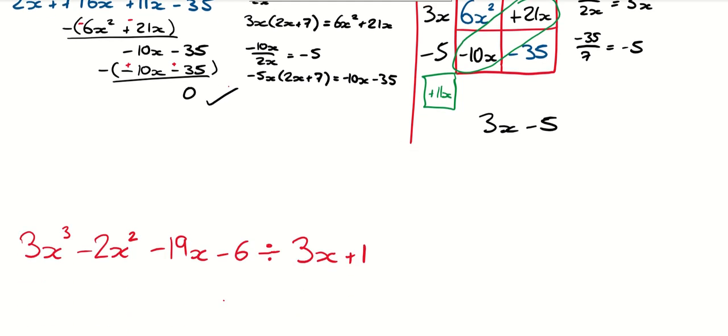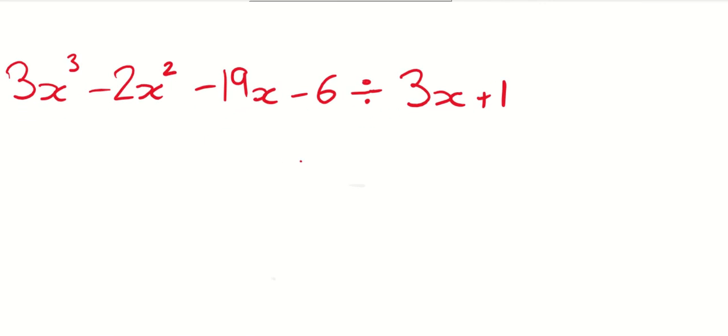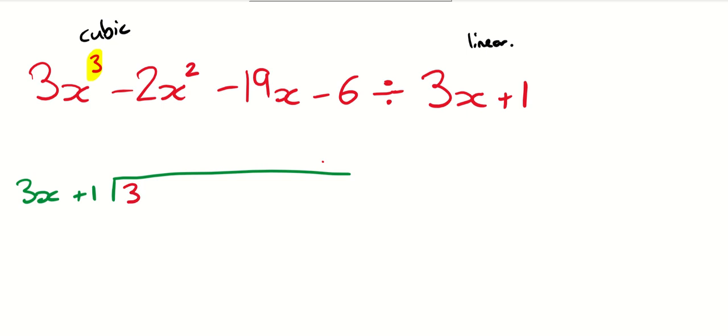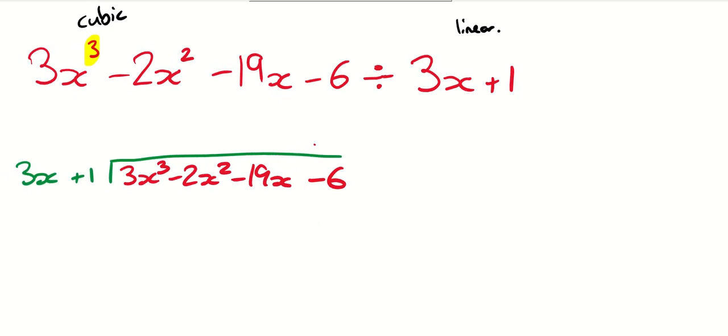Okay, so that will bring us down to doing one that is a cubic. So remember, cubic just means that it has a 3. That's just what it means. So we're doing a cubic divided by a linear one, because a linear, there is no x squared at all. Okay, so let's lay things out the same as before. So 3x plus 1, we're going to divide that into 3x cubed minus 2x squared minus 19x minus 6. So it'll be slightly longer, but we're going to use the same method.